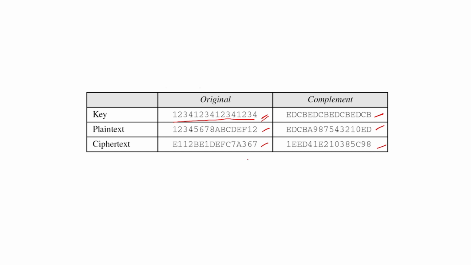So the attacker can test only 2 power 56 divided by 2, only half of the keys. That means 2 power 56 minus 1, that is 2 power 55. Only 2 power 55 keys need to be tested by the attacker to do a brute force attack.